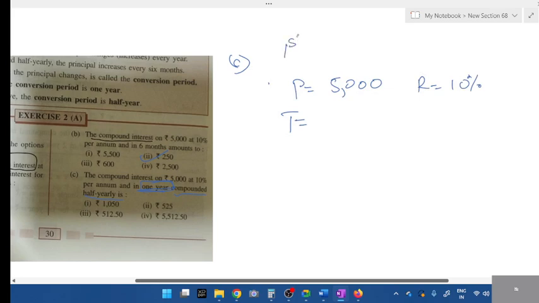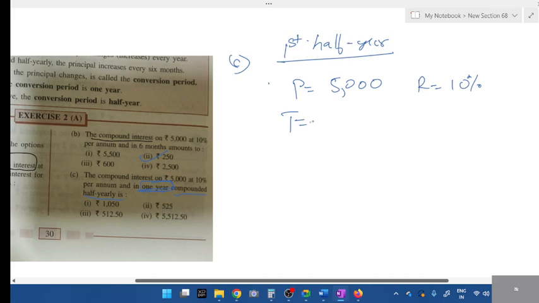First half year. So in 1 year, how many half years are there, students? Yes, 6 months and 6 months. Very good, Arya. So compounded half yearly means you have to split that 1 year into two half years. First half year. So for the first half year, principal is 5,000.